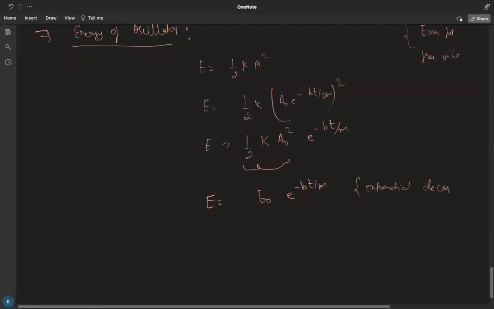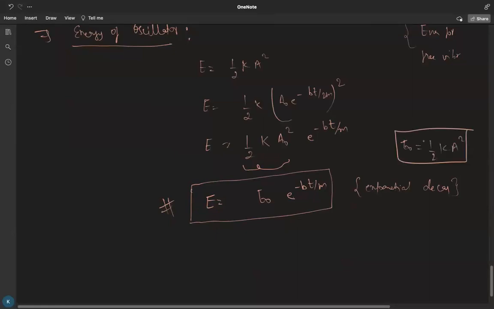So our energy is also varying. It's not constant in damping. In free vibration, the total energy is constant, which is equal to half K A square. But in this case, our energy is not constant. It's decreasing, and it is decreasing exponentially. And let me write it here, where E naught is equal to half of K A square.